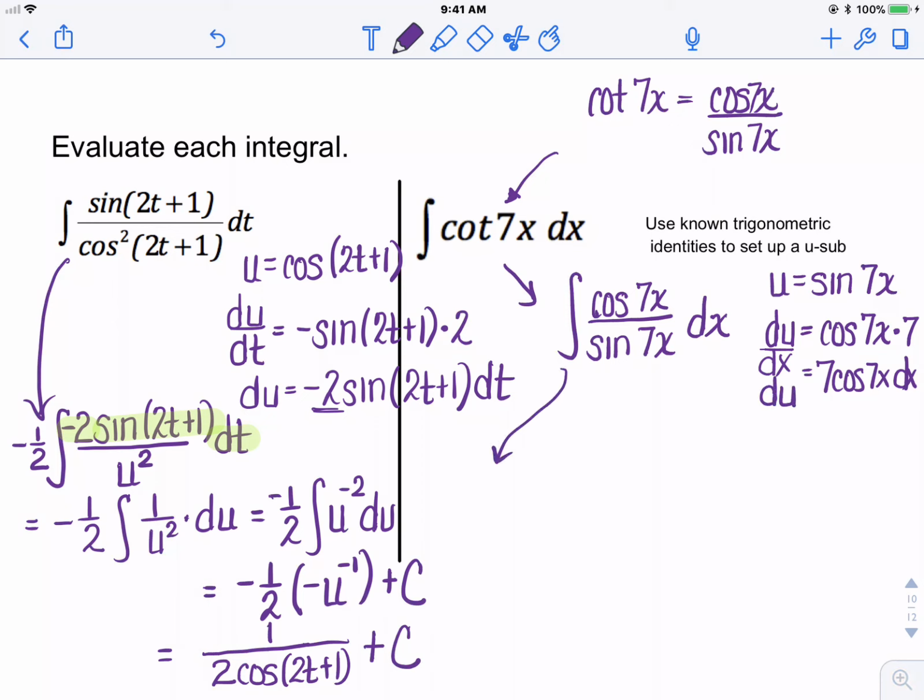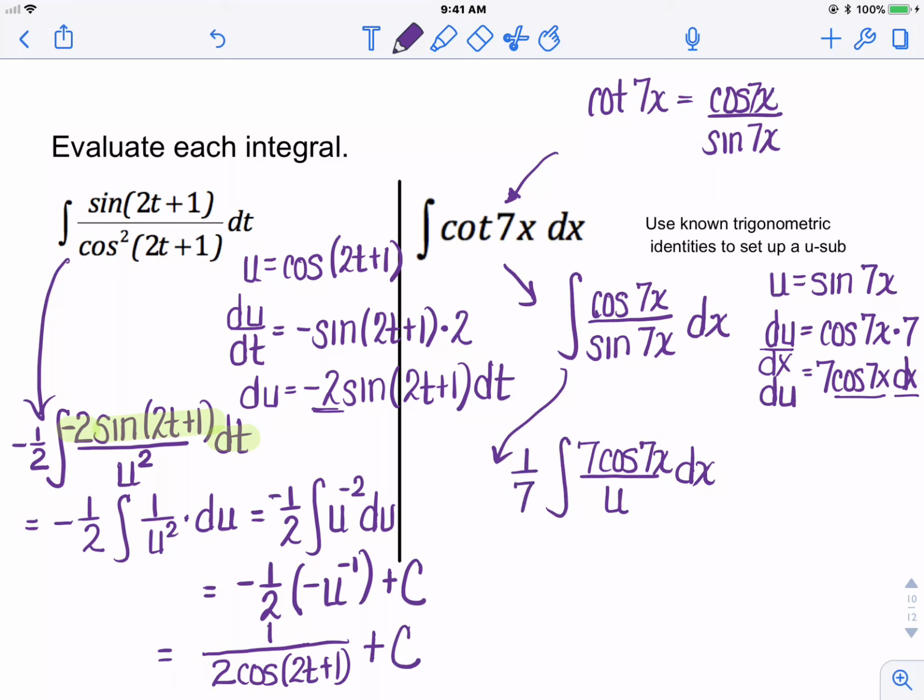Whoa, okay, running out of room here. So in here, I definitely know I will have a u in the denominator. And then I'm looking to see if I can get a du by finding a cosine 7x. Got that. I've got the dx. I just need the 7. So if I multiply in here by a 7, I'd have to multiply out front by a 1/7.